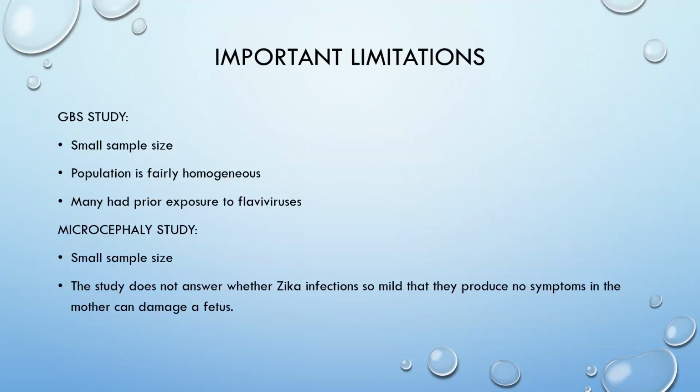Important limitations. For the Guillain-Barré study, it was a small sample of 42 participants. The population is fairly homogeneous, and many had prior exposure to flaviviruses. For the microcephaly study, again, a small sample size of 88, and the study does not answer whether Zika infections, so mild that they produce no symptoms in the mother, can damage a fetus.